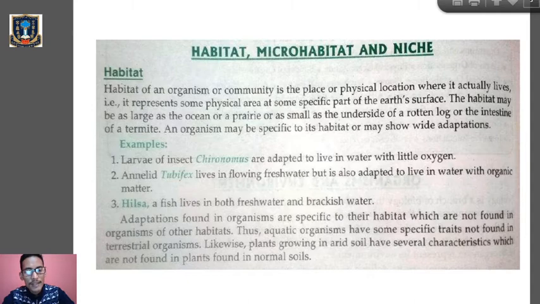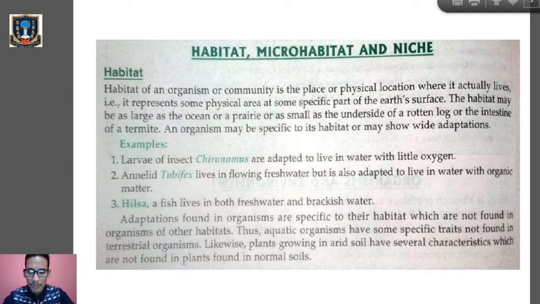So now next one is habitat. What does habitat mean? Generally when we define habitat, we say that habitat is a place where we live, or where we survive. So the habitat of an organism or a community is the place or the physical location where it actually lives. That means the place where we live, where we survive, is known as the habitat. Each and every organism, each and every species has its own particular habitat.